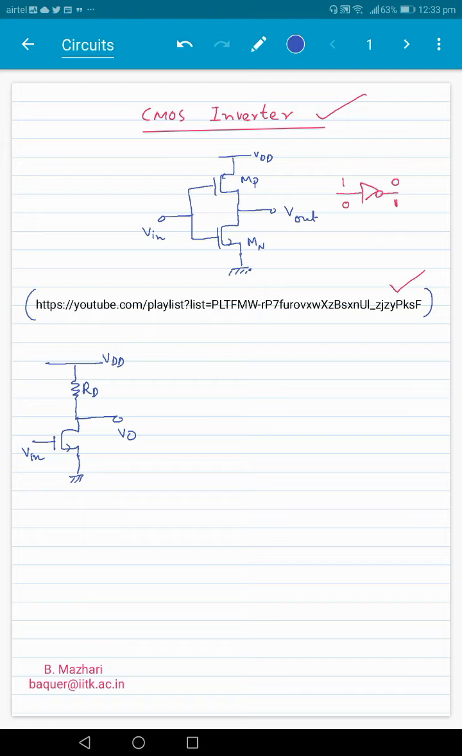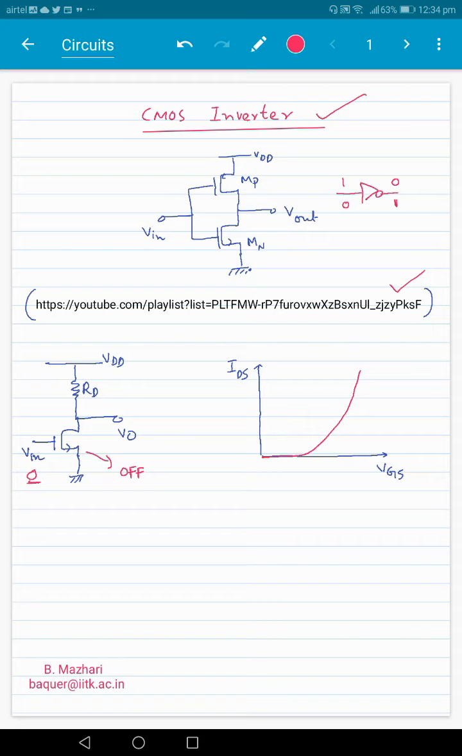And it's obvious that if we apply an input equal to 0 volt, the Nmos transistor will be off. Off in the sense that the current through it will be extremely small. Note that many times we plot the characteristics of an Nmos like this. Let's say this is the drain current IDS versus VGS. So we have a characteristic which goes like this.